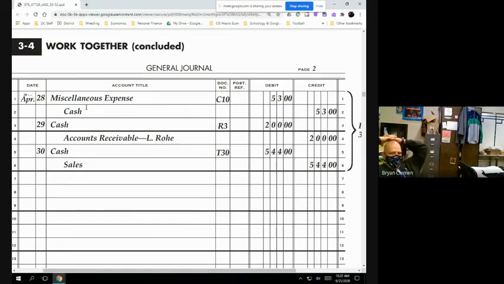All right, so Justin, will you read that one? Received cash on account from L Row, $200. Okay. What's the debit and credit to that one? Debit to cash, credit to accounts receivable, L Row.